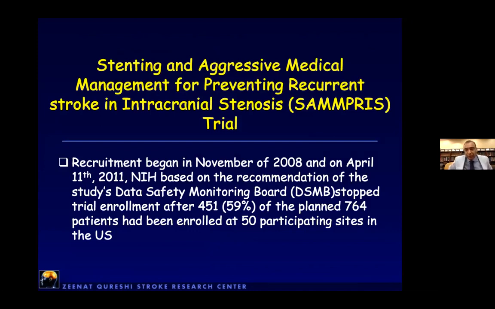So in theory, intracranial angioplasty and stent placement can be beneficial, but you have to do a clinical trial to see whether it actually is. There was a trial called the Stenting and Aggressive Medical Management for Preventing Recurrent Stroke in Intracranial Stenosis, or the SAMMPRIS trial. It started in 2008 and completed in 2011, but it was a premature completion. Before the 764 patients that were supposed to be randomized were recruited, the Data Safety Monitoring Board recommended stopping the trial after only 451 patients, or 59% of the intended patients, were recruited.